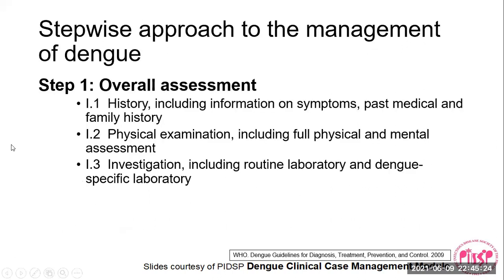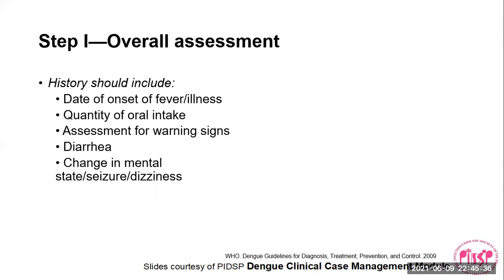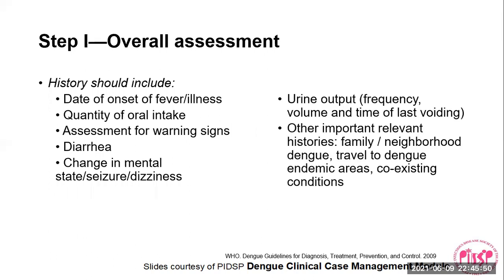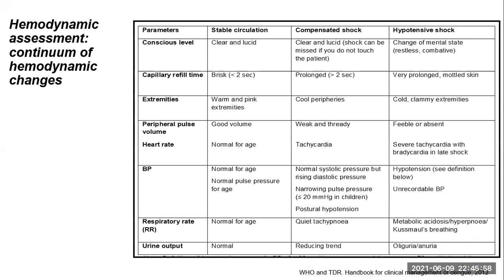So what is the stepwise approach to the management of dengue? First, there should be an overall assessment: the history, the physical examination, and investigations or laboratories specific for the patient. So what are the data that we need to ask in the history? The date of the onset of the illness, the quantity of the oral intake, if there is the presence of warning signs, if there are losses to diarrhea or vomiting, if there are changes in the mental state of the patient, the urine output of the patient, and other important relevant histories, if there are similar cases in the neighborhood, for example.